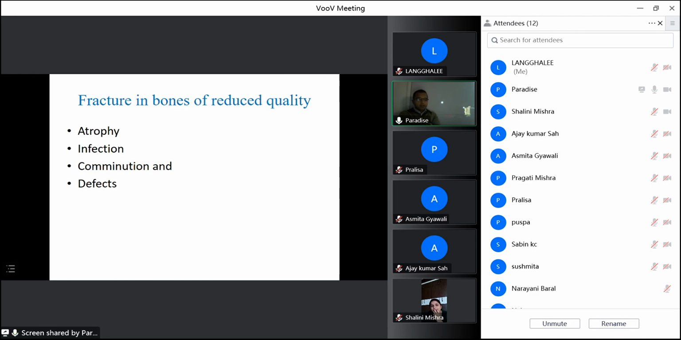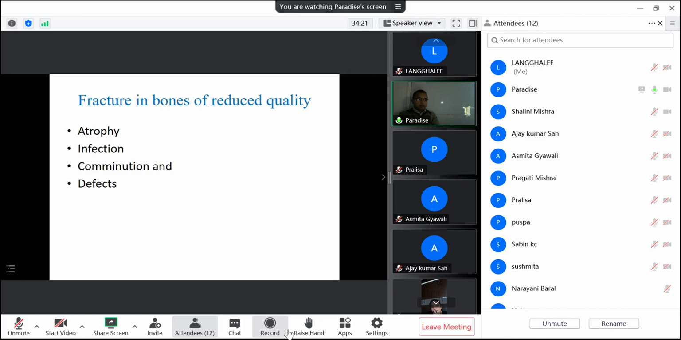The simple thing is, in all these cases, when the bone buttress is not there, you have to just remember the word bone buttress or bone strength. If the bone strength is not sufficient, bone is of reduced quality, bone buttress is not there, then you have to go for a reconstruction plate. You have to put a reconstruction plate. In such cases, you can't put a mini plate. Mini plate is only for if the bone is strong and if the bone buttress is sufficient, then you can put a mini plate. Otherwise, you have to put a reconstruction plate.